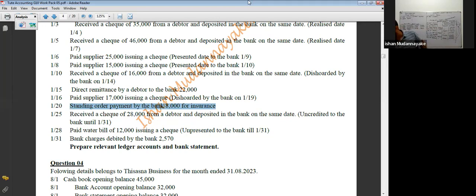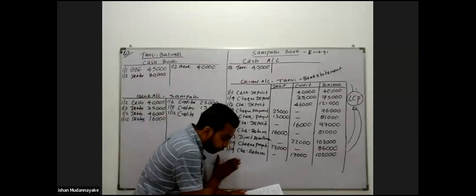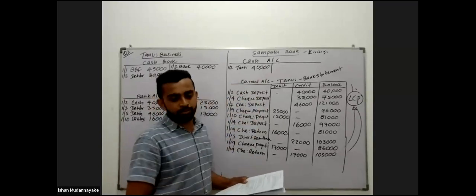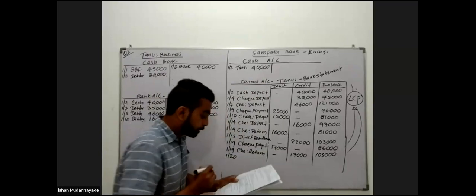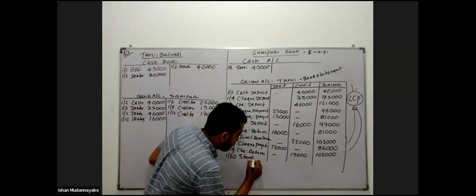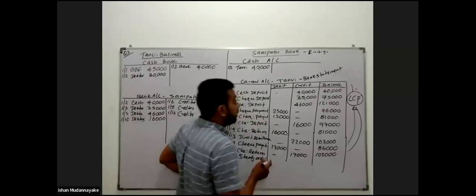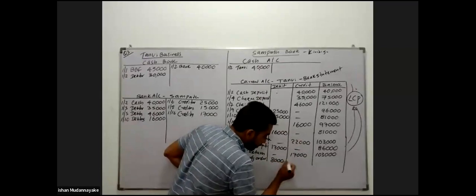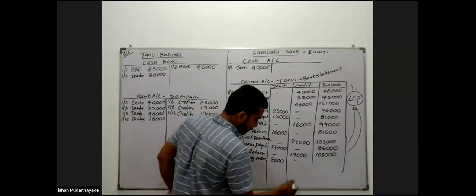Then students, here also we assume the commercial bank paid this 8,000 to Selico insurance company on 20th January. They paid properly on time. Standing order. Sampath Bank paid on time. Then in the current account it is debit, cash book credit. Sampath Bank paid this 8,000 to Selico Insurance Company.